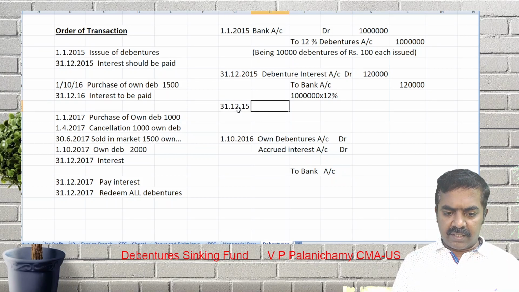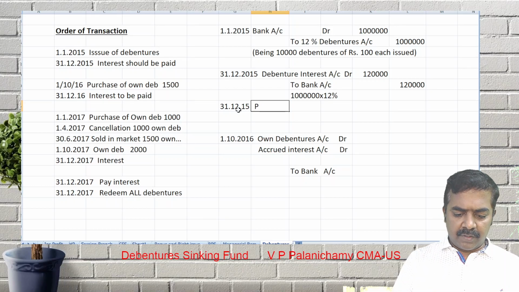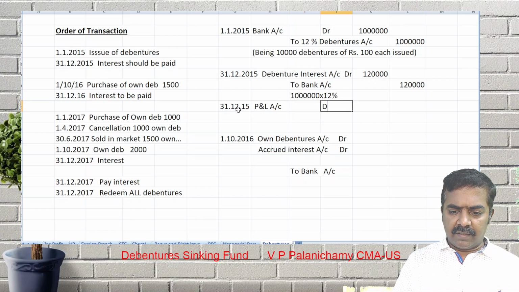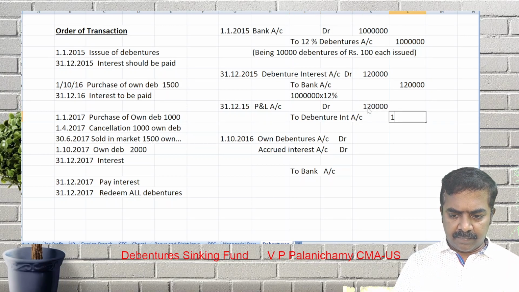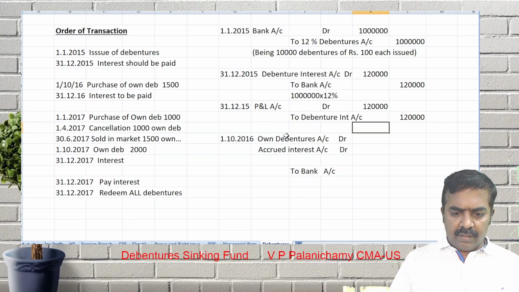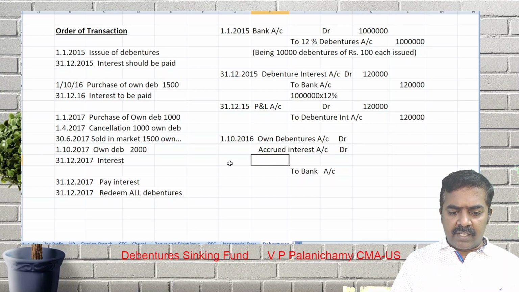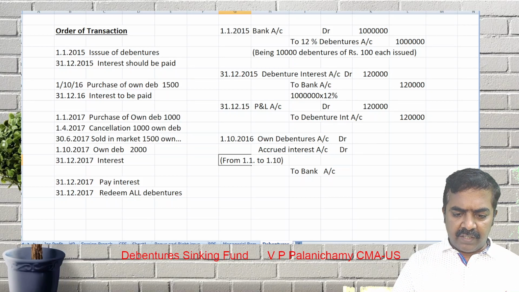31/12/2015. Since it is ex-interest, interest has to be paid. Profit and loss account debit, to debenture interest account. The 1,20,000 you will transfer. Then own debentures account debit, accrued interest, from what date to what date? From 1st January to 1st October. Why 1st January to 1st October?